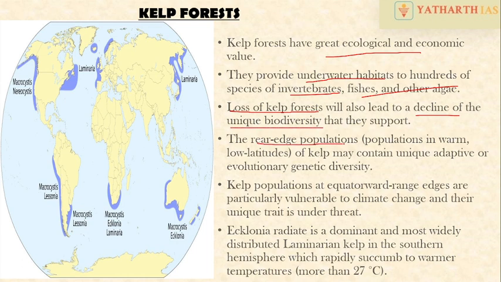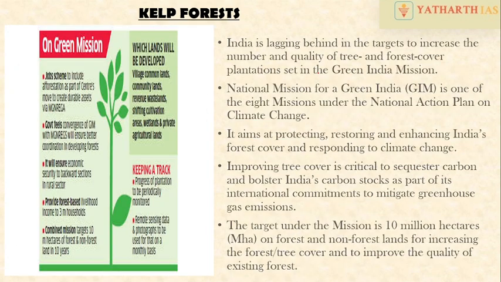The rare edge populations in warm low latitudes of kelp may contain unique adaptive or evolutionary genetic diversity. So kelp populations at equator-ward range edges are particularly vulnerable to climate change, and their unique traits are under threat. Ecklonia radiata is the dominant and most widely distributed laminarian kelp in the southern hemisphere, which rapidly succumbs to warmer temperatures of more than 27 degrees centigrade.